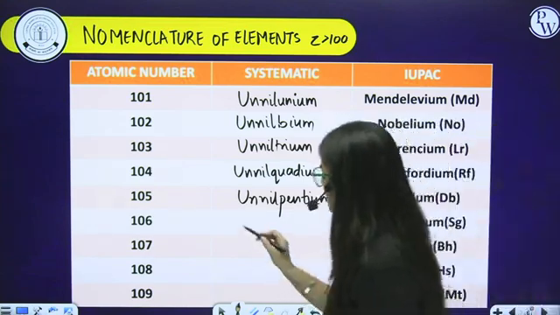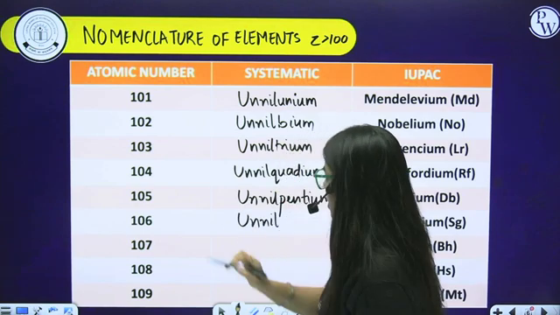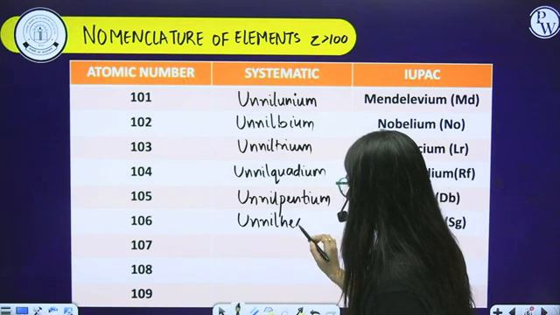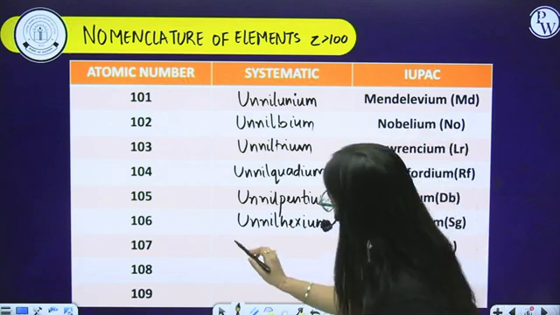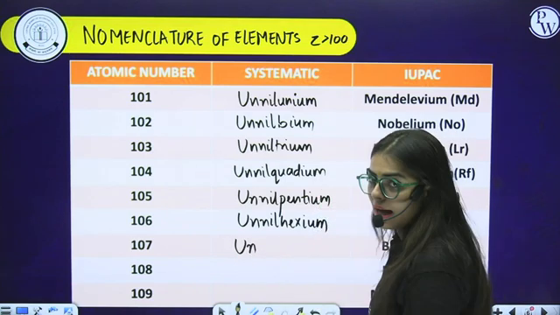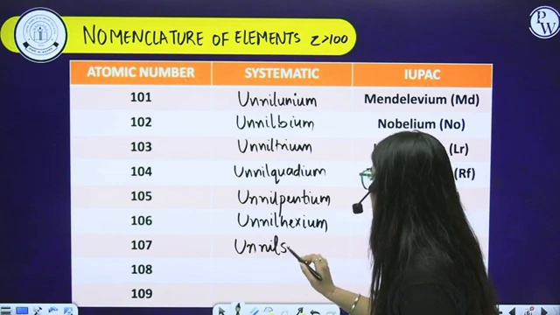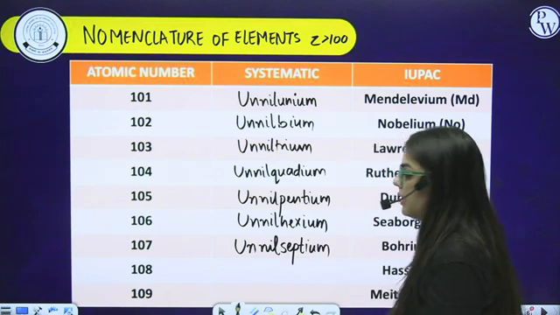Then comes 106. So for 1, un. For 0, it is nil. For 6, what are we going to use? Hex. Then comes ium. Okay, for 107, what are we going to write? U, N, un. Then comes nil for 0. Then comes sept for 7. And then comes ium.